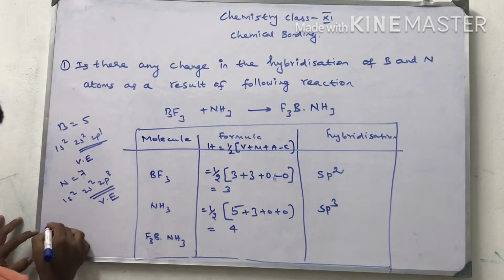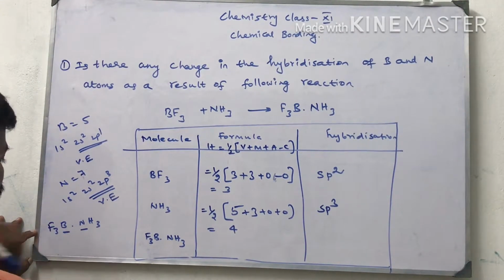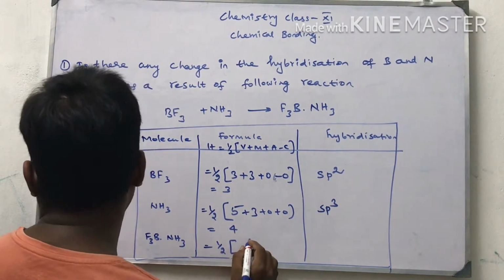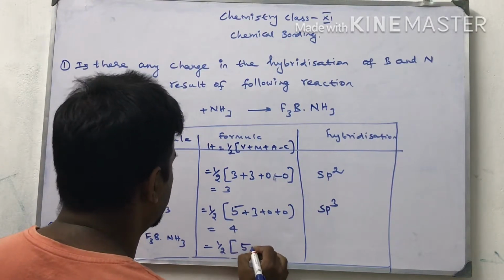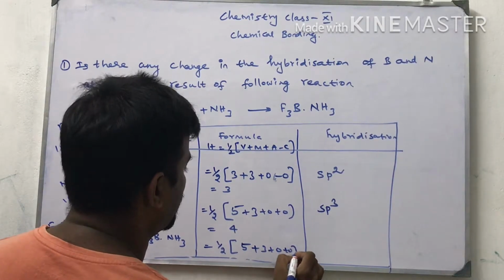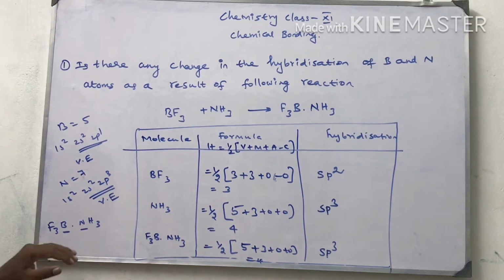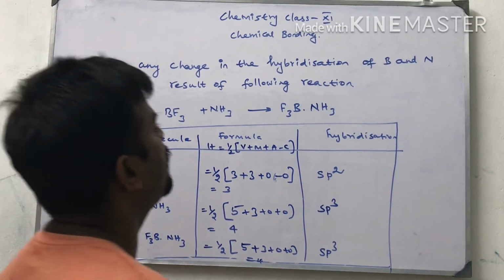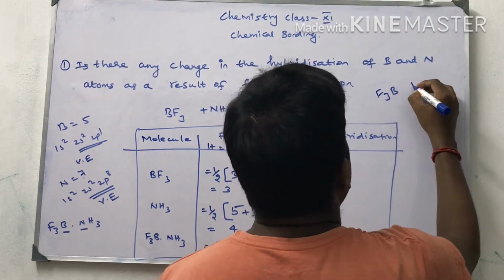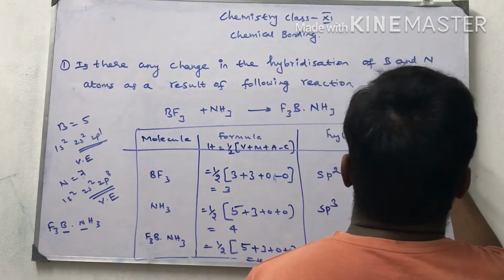Okay. Now in F3B-NH3, we can take the boron and nitrogen atoms. Half into how many? Nitrogen having 5 electrons, boron having 3 electrons, remaining 0 plus 0, it is equal to 4. Therefore, sp3 hybridization. This is the answer for this question. This will form a coordinate bond. F3B-NH3, the lone pair of electrons, so the bond is going towards F3B.